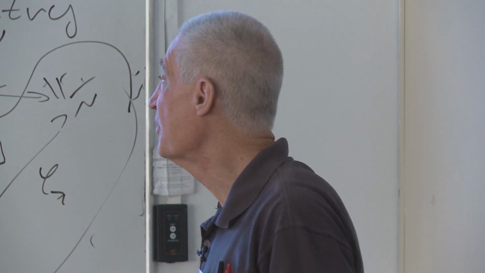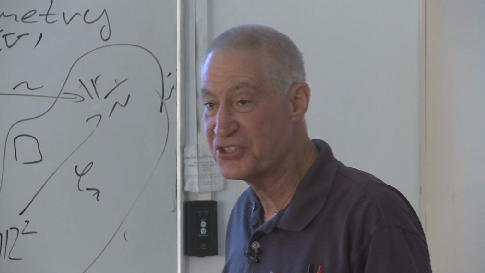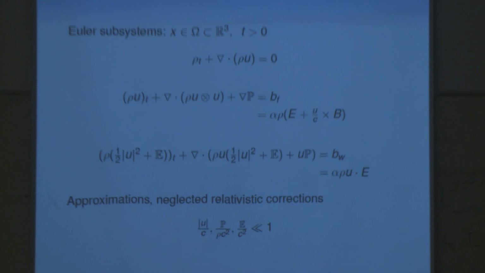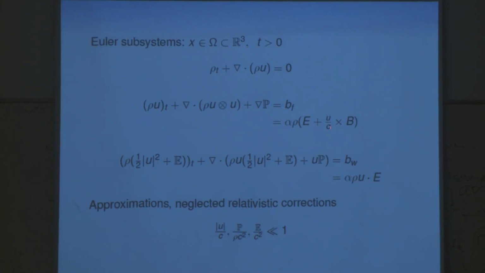Okay, now for Euler, there's absolutely no problem in doing this. You start with the relativistic system, you go through the machinery, and you get the familiar compressible system. The force and work of the electromagnetic field on the system are well known.